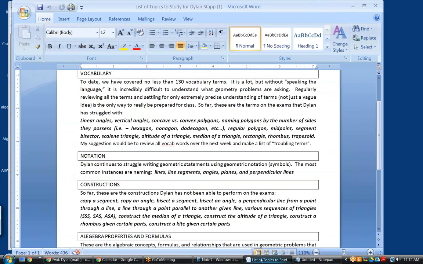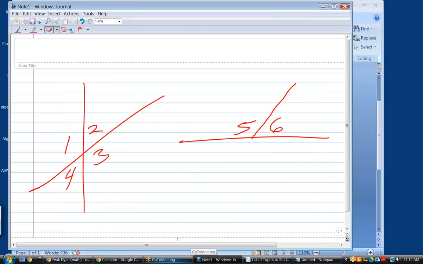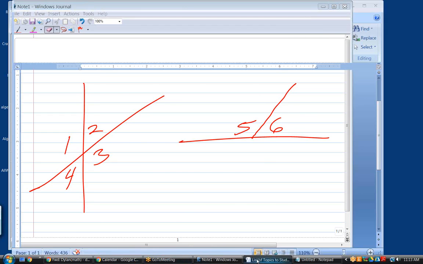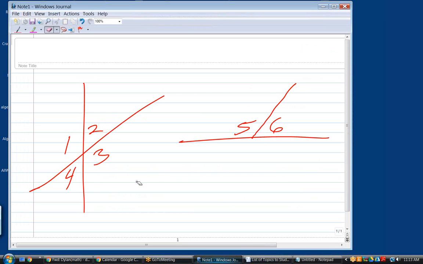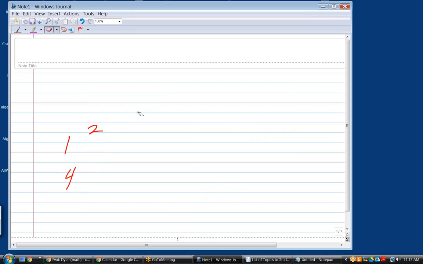Vertical angles. Tell me in this picture, what are vertical angles? 1 and 3, 2 and 4. Okay. Just like angles that are on the opposite side of each other. Whenever you have 2 lines cross, intersect, you always create, that one's the same as that one, and this one is the same as this one. And all they have to be is straight lines. Okay. So you know what vertical angles and linear angles are.